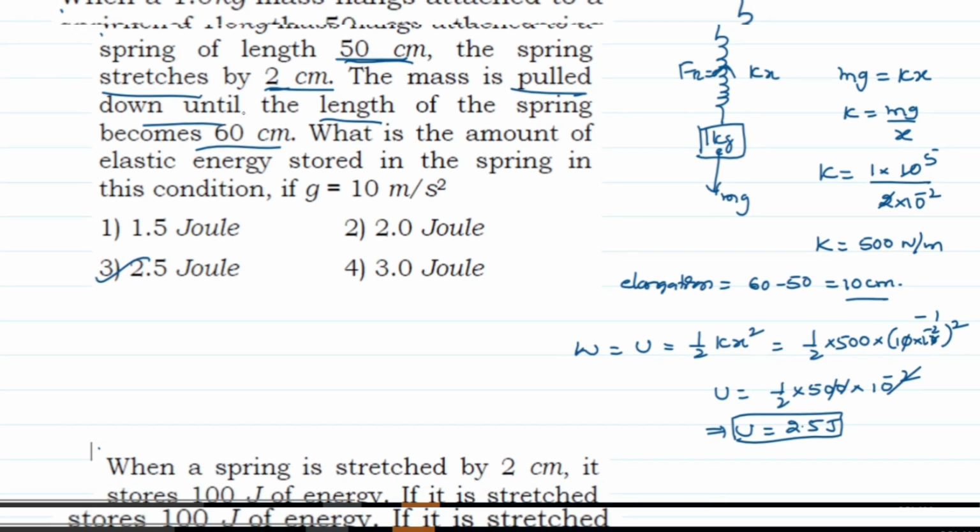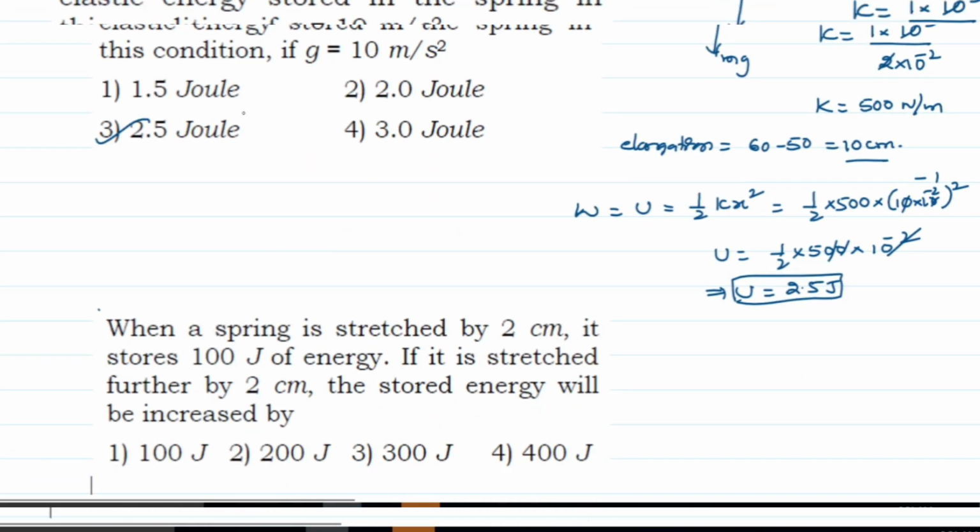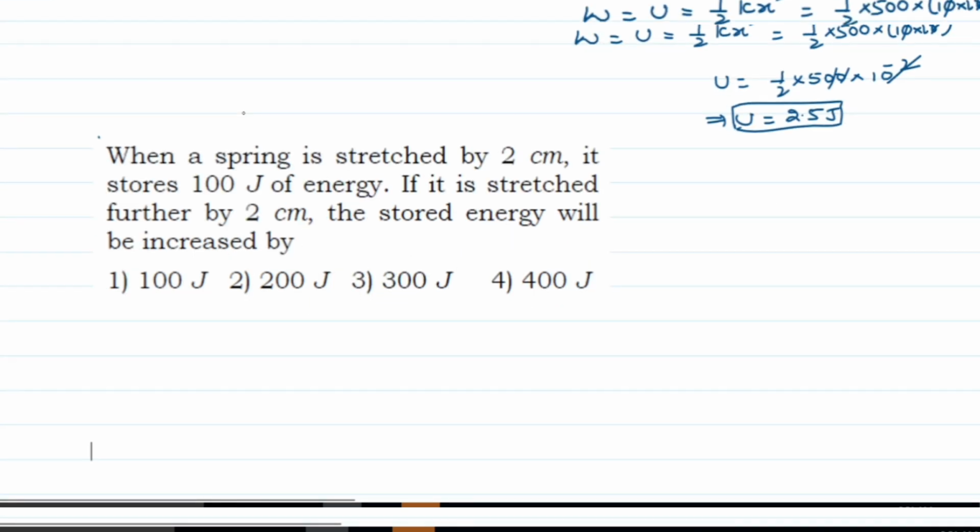The next question says, when the spring is stretched by 2 centimeter, it stores 100 joules of energy. If it is stretched further by 2 centimeter, the stored energy will increase by how much. Elastic potential energy stored in the spring is U equal to half kx square, which means U is directly proportional to x square, and U2 by U1 is nothing but x2 square by x1 square.